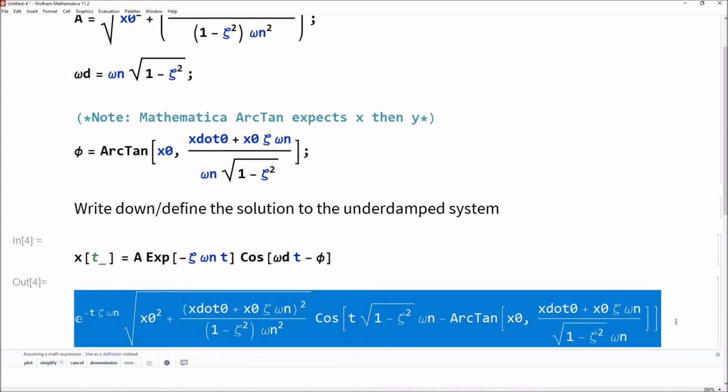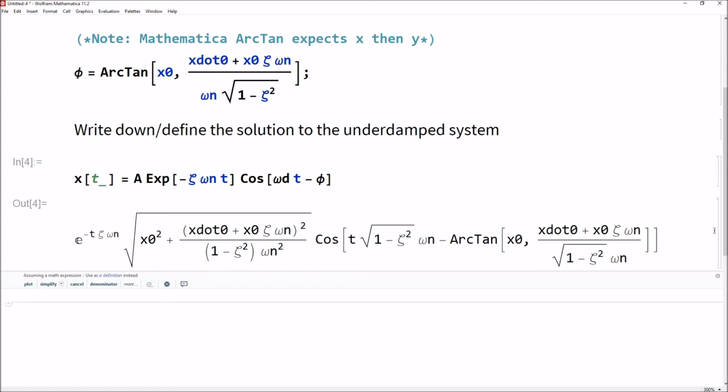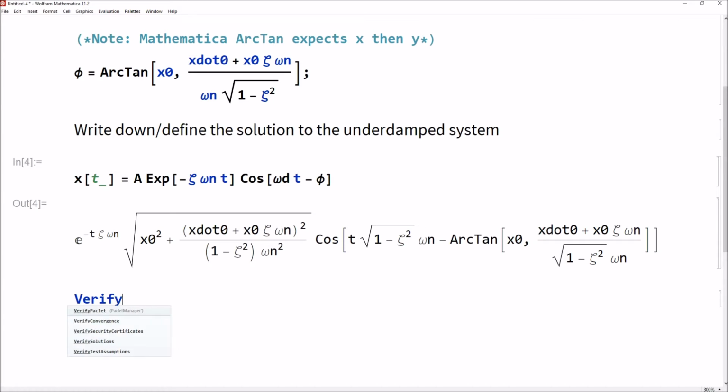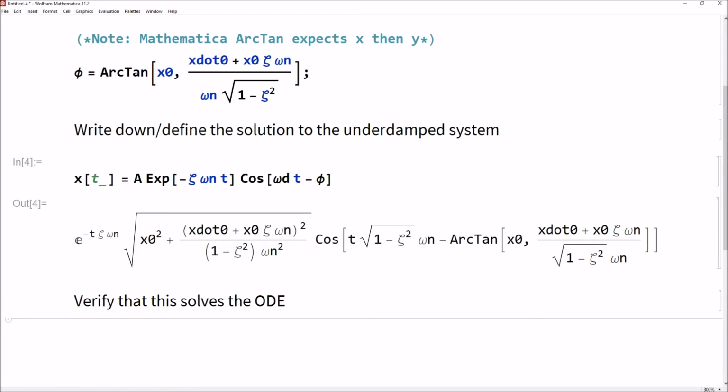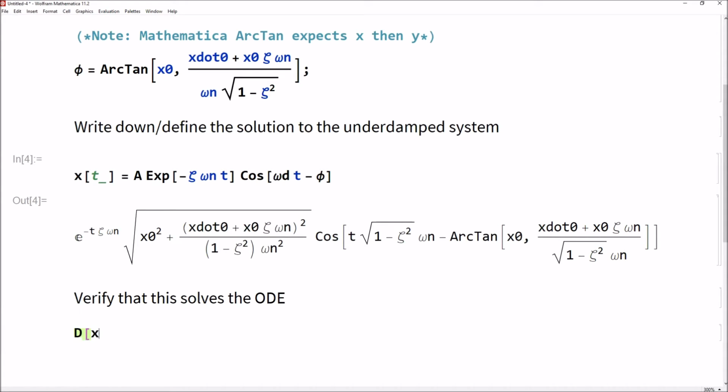Here it is. We claim that this function here will actually solve the ODE. So we better verify that right now. I've got to take the second derivative, so it's x double dot. So that's this, right? That's x double dot plus 2 times zeta times omega n times x dot. So here, let me get x dot. There's x dot, plus omega n squared x of t, right?